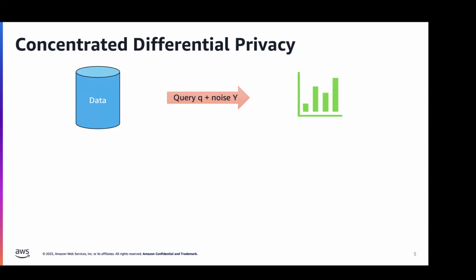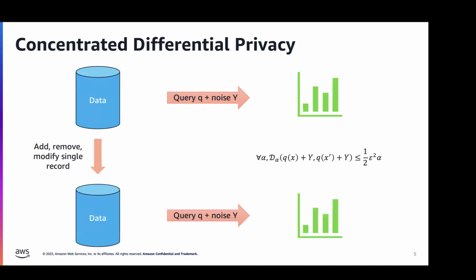Intuitively, at a high level, what this guarantee is going to do is that if we were to have another database where we have only one record different, either we add a record, or we remove one, or we modify a record, and then we were to run the query again with the noise, then we'd obtain a different histogram, but also we have different distributions of our histogram.